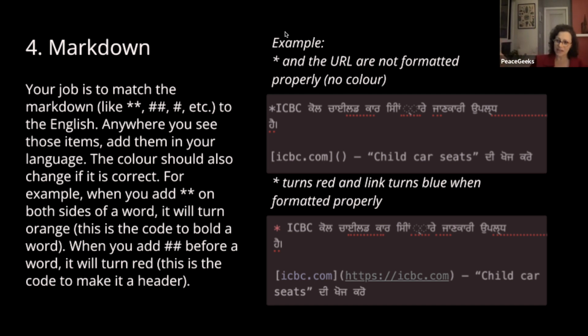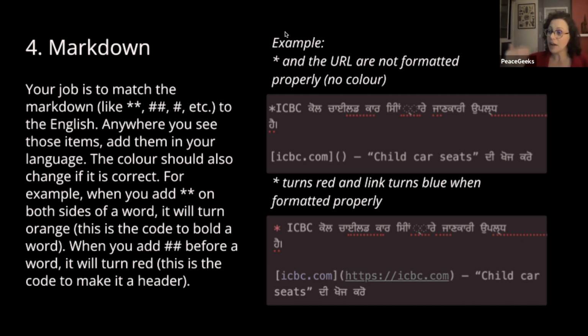Okay, so we can see here in this example, the URL, the star and the URL are not formatted properly. So there's a star and no space, and then it says ICBC. So it's just white. And then same with this URL. It says icbc.com, and there's parentheses, but it's not actually a working link. So we know that that isn't correct. We know that that wouldn't show up right in the Markdown.